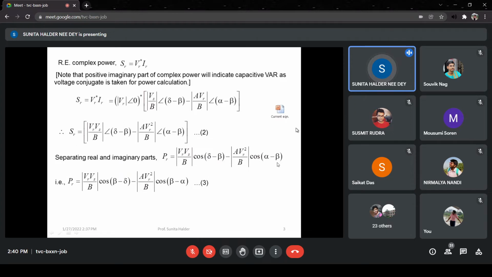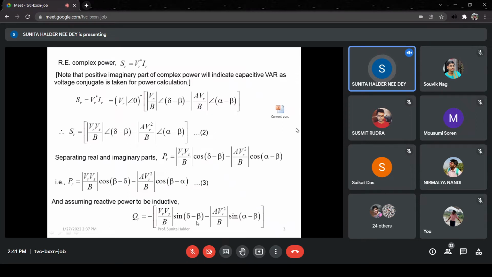Now, if you remember the transmission line parameters, alpha is the angle of A and beta is the angle of B. B is the impedance of the line, so the angle of B, beta, is far higher than alpha. So alpha minus beta is negative and delta minus beta is also negative, because beta is near 90 degrees, delta is generally within 30 degrees, and alpha is near 0 degrees. So it is better to write it in a reverse way. Just put cos of minus beta minus delta, and cos of minus alpha is cos alpha. In that way we can get this equation 3.